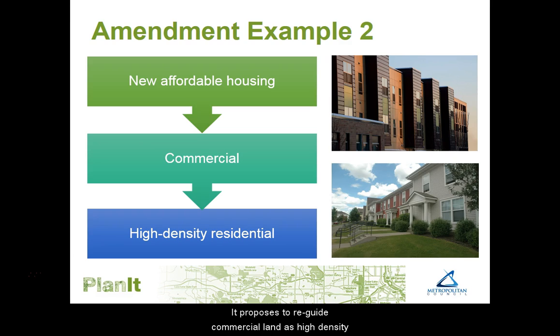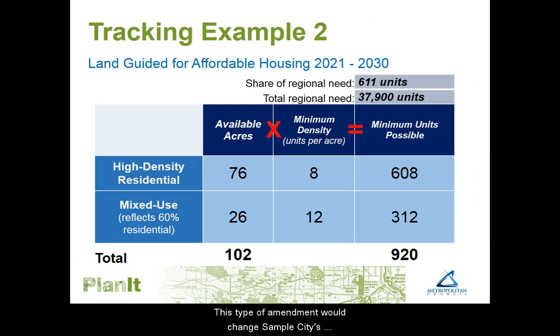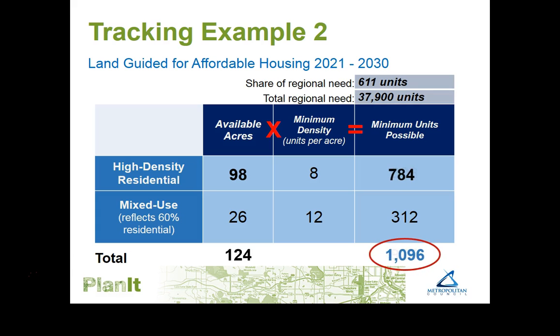In our second example, the amendment is for a new affordable housing development. It proposes to re-guide commercial land as high-density residential to allow the project to proceed. The site is 12 acres and the city submits a comp plan amendment. This type of amendment would change Sample City's tracking table.